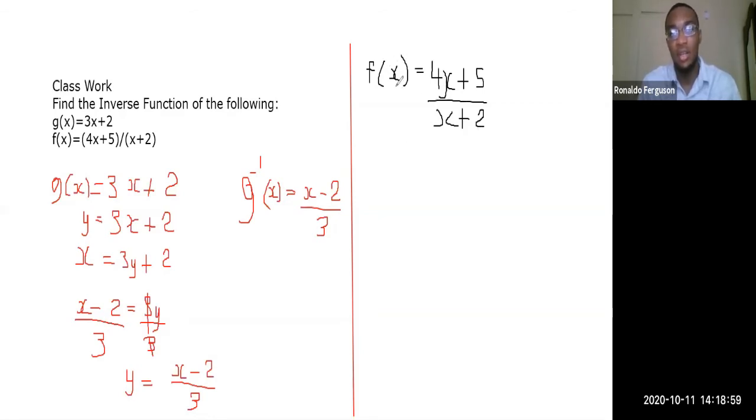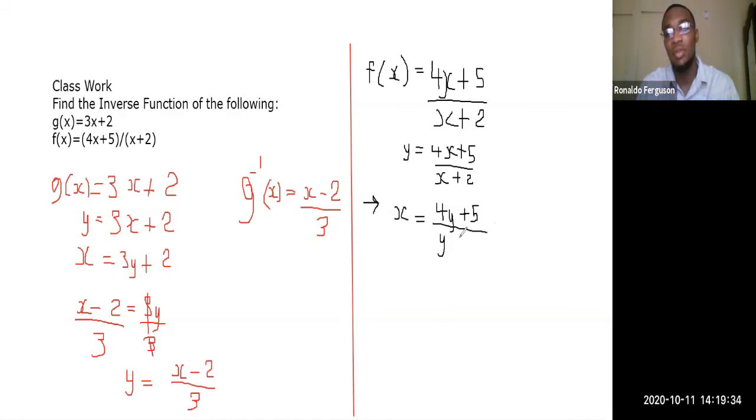The first thing is that we're going to rewrite f of x as y, and so y is equal to 4x plus 5 divided by x plus 2. That is step 1. I love when we write down the steps. You can never go wrong with the steps. Step 2 now is that we're going to interchange x with y. And so we have x equals 4y plus 5 over y plus 2.